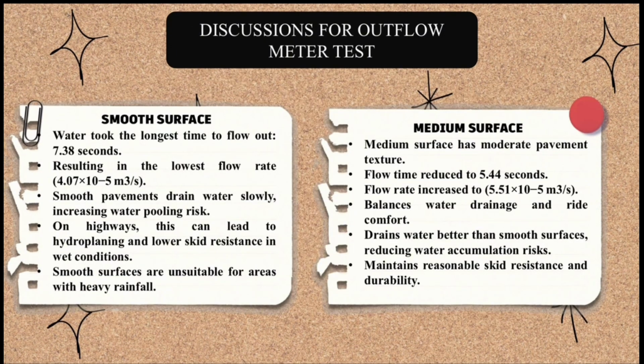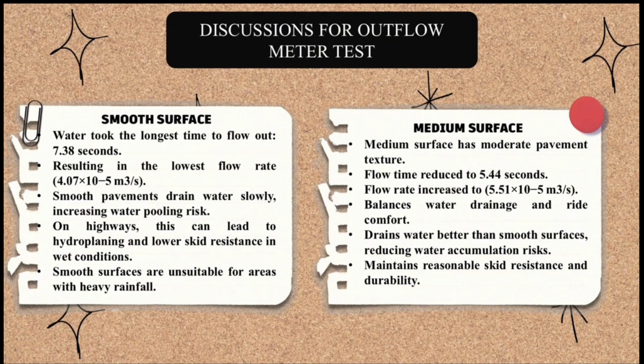Next is the discussion for the outflow meter test. For the smooth surface, the water took the longest time to flow out, which is 7.38 seconds, resulting in the lowest flow rate of 4.07 times 10 to the power of negative 5 meter cube per second. The smooth pavements drain water slowly, increasing water pooling rates. On highways, this can lead to hydroplaning and lower skid resistance in wet conditions. Smooth surfaces are unsuitable for areas with heavy rainfall.